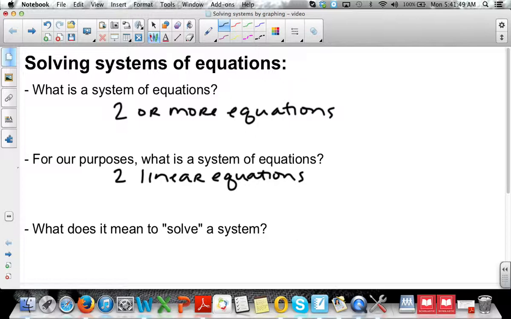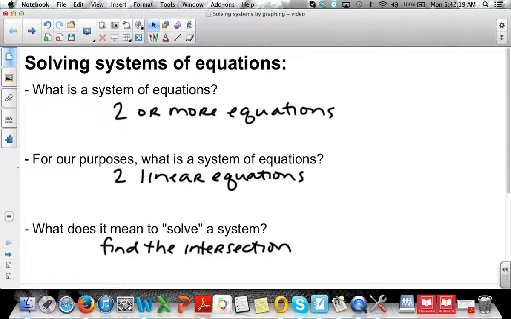It means where do these lines intersect? Where do they cross? We want to figure out what value of x will give you the same value of y for both equations. It's going to be where these lines cross, which means find the intersection of these 2 lines. We're going to write our answer as a coordinate point because they're going to cross in exactly one spot for our systems of 2 linear equations. So I'm going to do some examples.